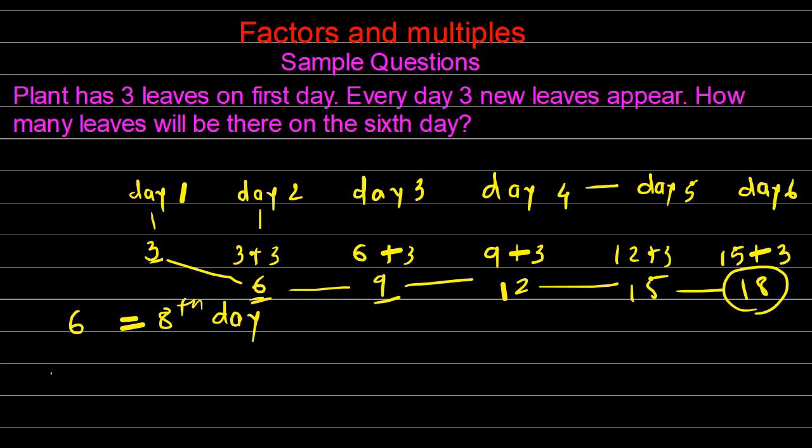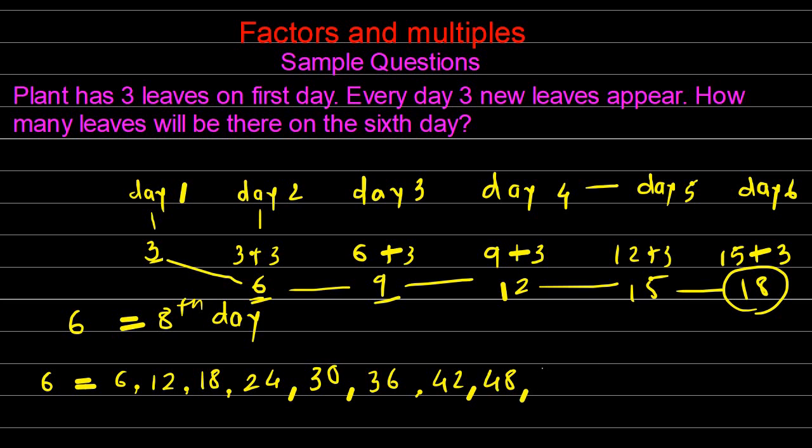So what you need to do is find out the multiples of 6. Simply, without writing all these things, you can just write the multiples of 6. That is 6, then 12, 18, 24, 30, 36, 42, 48, 54 and 60, isn't it? I wrote the multiples of 6.